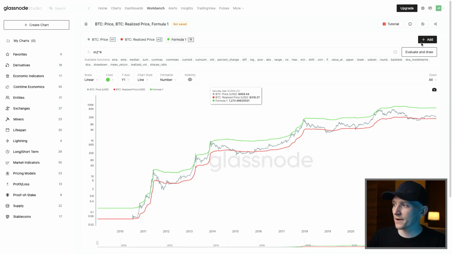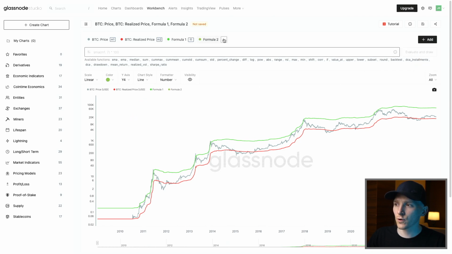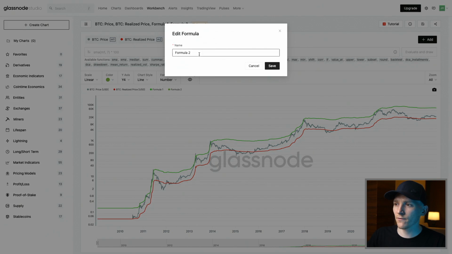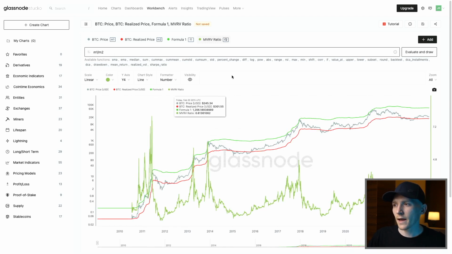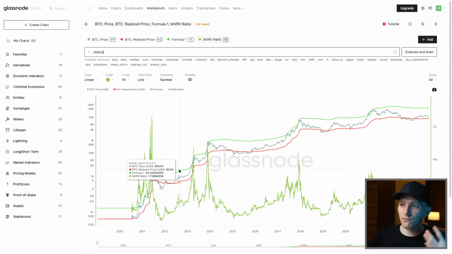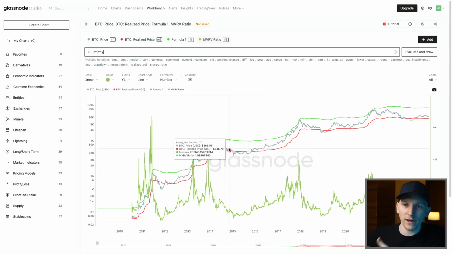So we're going to add another formula. So add formula here, formula 2. You can rename this. So I'm going to put MVRV ratio. And what we're doing here is trying to work out the difference between the price and the realized price. So we're going to go M1 divided by M2. We're just going to click that. Now, what is MVRV? It essentially shows us the realized price to price ratio.